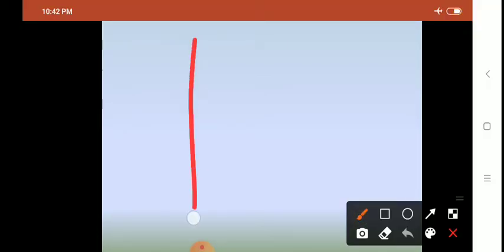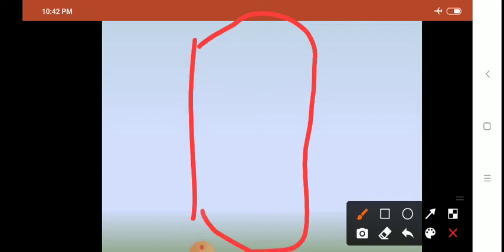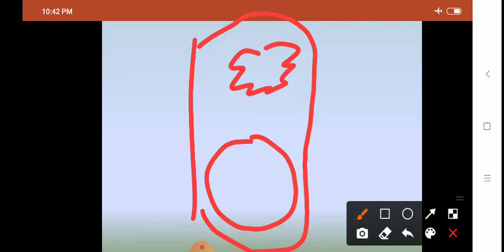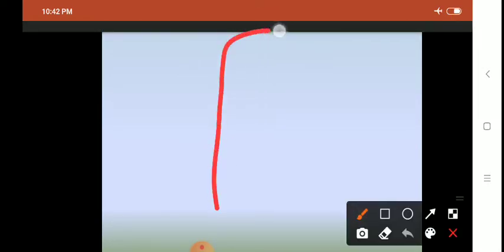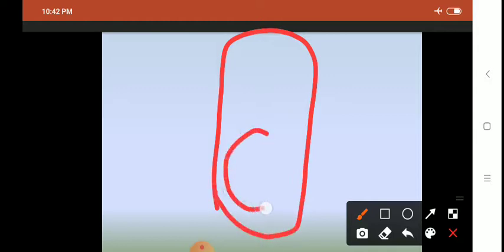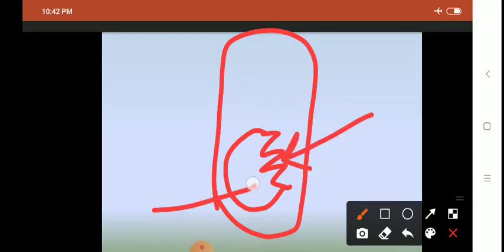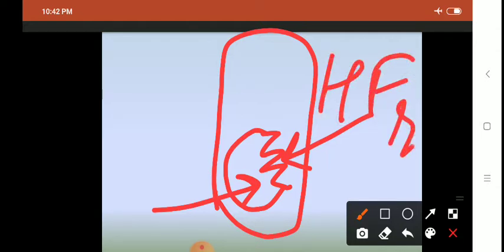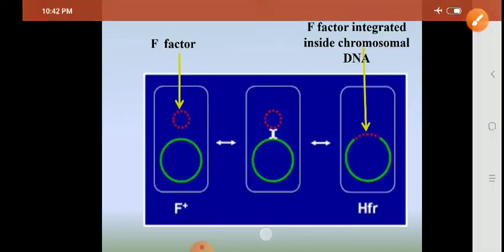Now just consider that this is a bacterial cell. This is the chromosomal DNA, and this is the F factor or plasmid. Now crossing over takes place and the F factor gets integrated inside the chromosomal DNA. So this is the chromosomal DNA and the F factor. The F factor, that is the plasmid, is integrated inside the chromosomal DNA. Such a cell is called an HFR cell, high frequency recombinant cell.